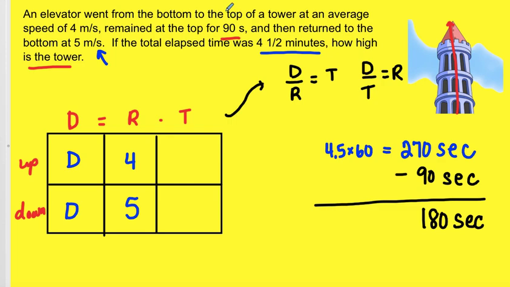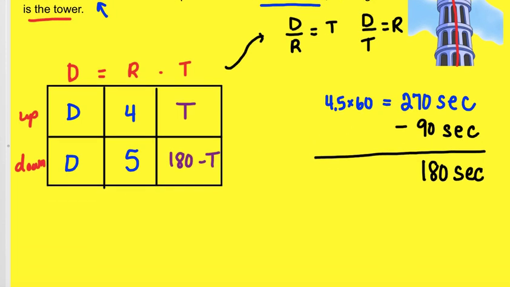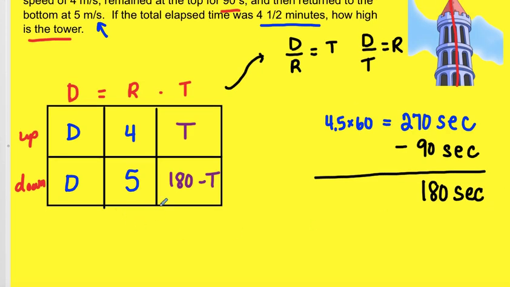Now, this is not the only way to do it. This is just the way I was looking at this problem. That's what I love about math: there are multiple ways to handle problems. So the total time up and back was 180 seconds. If I say this was time t, then the other one would have to be 180 minus t. And that's the hard part, realizing that you have to consider the fact that the whole was 180.